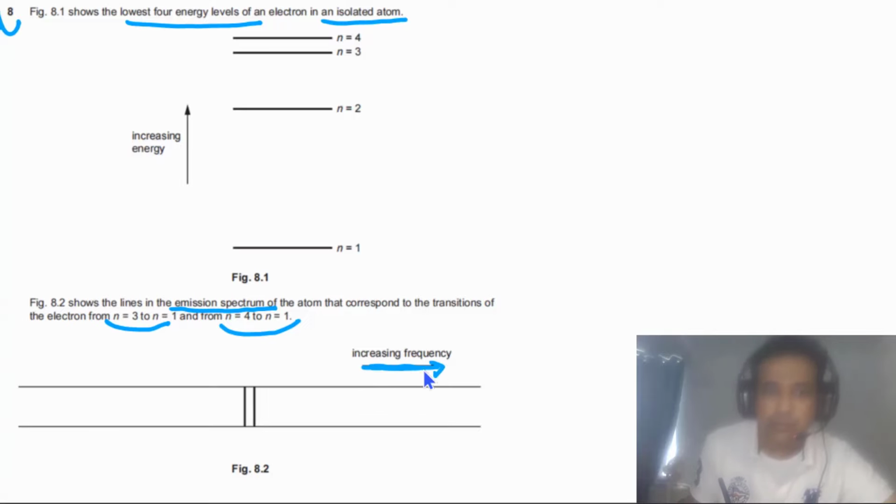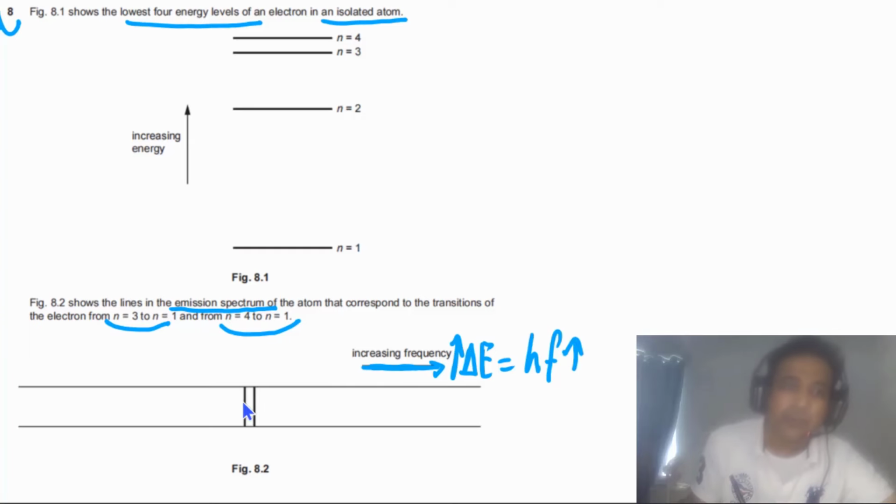To the right, frequency is increasing. And energy of the emitted photon is equal to h times f. So if frequency is greater, it means energy is greater. So we can also use arrows here. So it means this line has higher energy, this line has low energy, this line has high energy because it is due to a photon of high energy, and this line is due to a photon of lower energy.